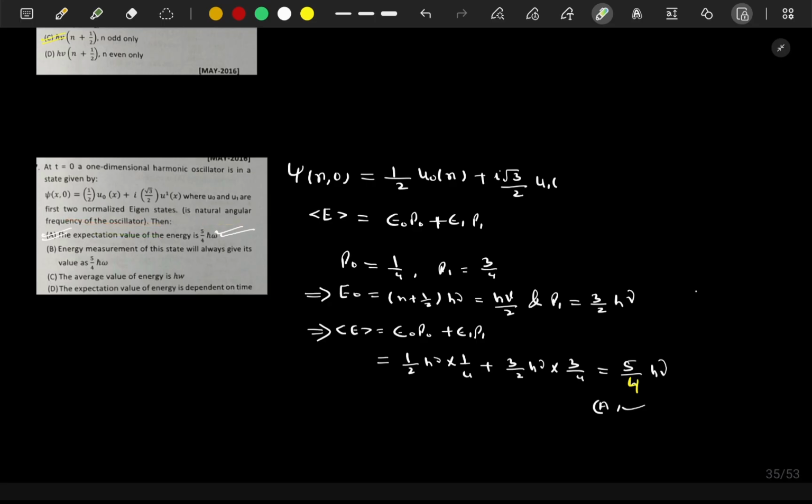What do we have to find? Expectation value of the energy. So this is the function. So what will be the energy value? Expectation value of the energy. The absolute square gives the probability, and E0 is the ground state energy and E1 the first excited state energy, with probabilities P0 and P1.